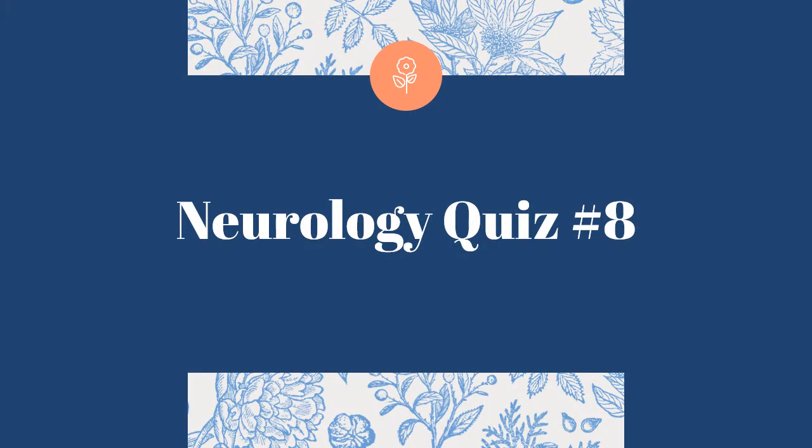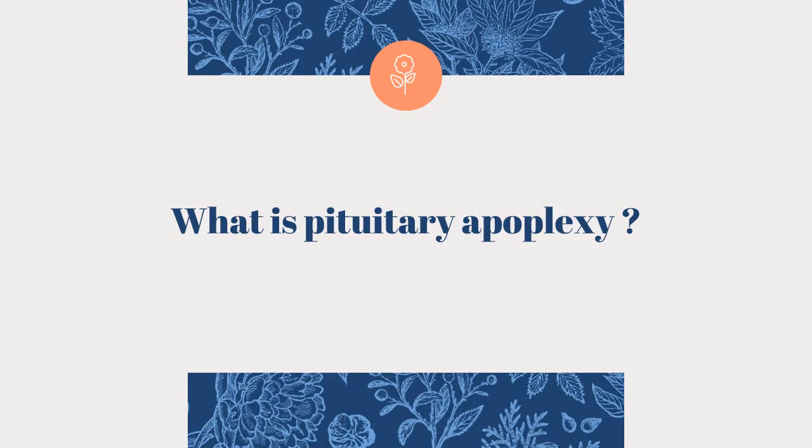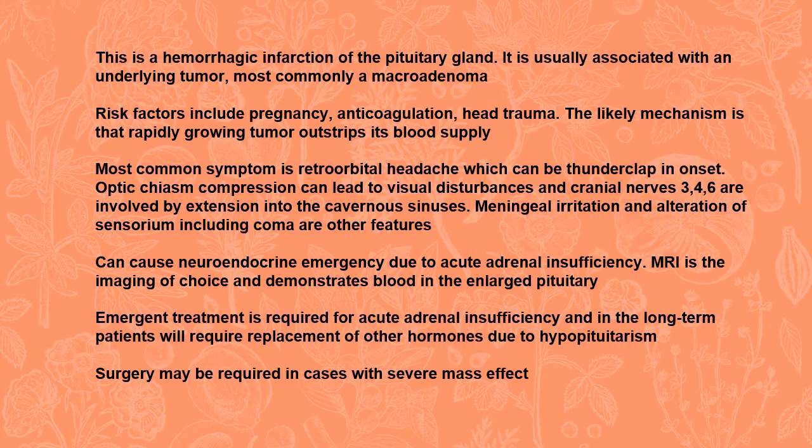Neurology Quiz number 8. What is pituitary apoplexy? This is a hemorrhagic infarction of the pituitary gland. It is usually associated with an underlying tumor, most commonly a macroadenoma. Risk factors include pregnancy, anticoagulation, head trauma.